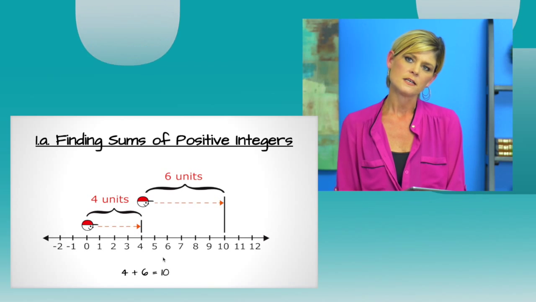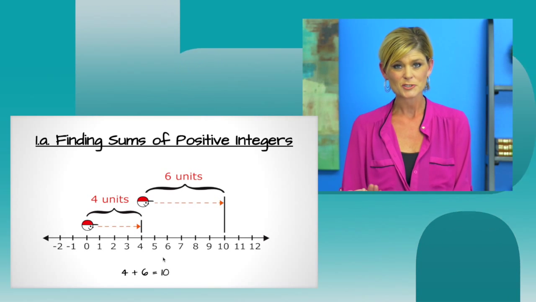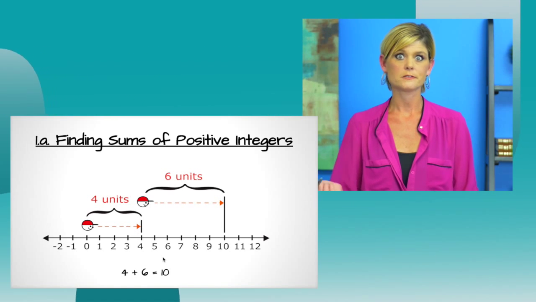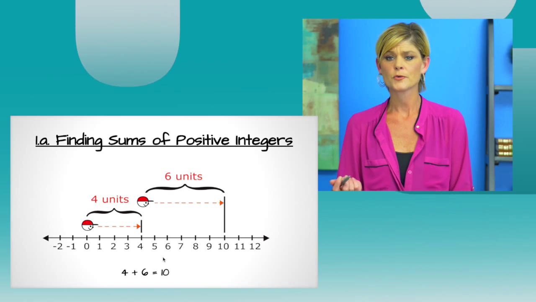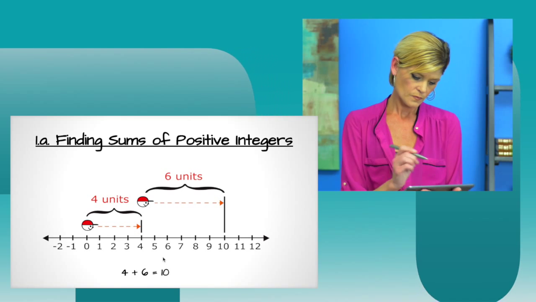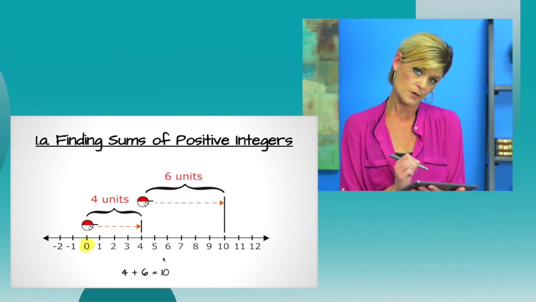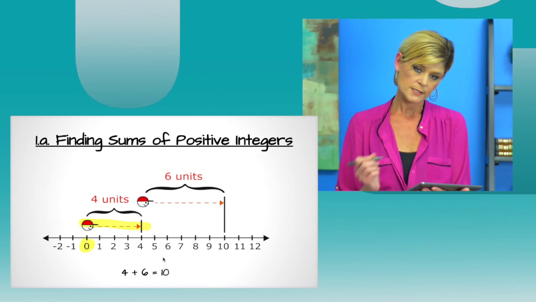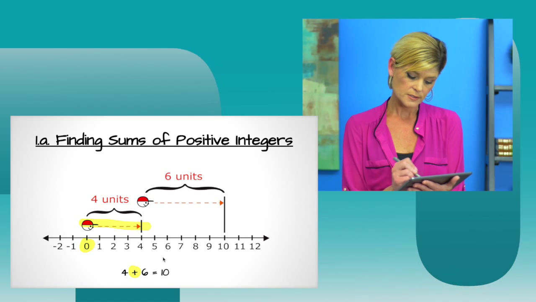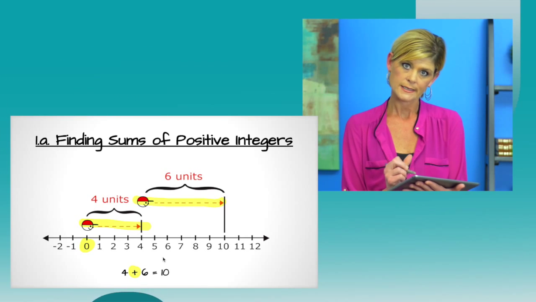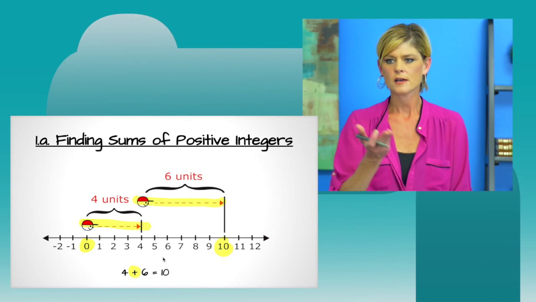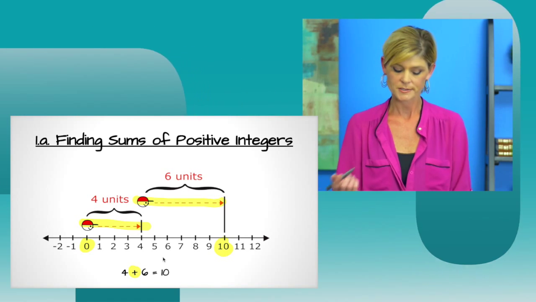Okay, so finding sums of positive integers is actually really simple when you're adding a positive number to a positive number. Basically, it's the same math that you've been doing since you were in kindergarten or 1st grade. Let's take a look at our little guy on our number line here. If he starts on 0 and he walks forward 4 steps, he's on positive 4. And then if we add 6 more steps, where does he end up? He ends up on positive 10. Pretty simple. A positive plus a positive will be a positive.